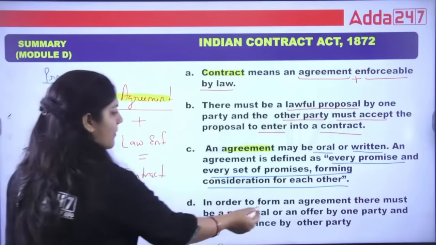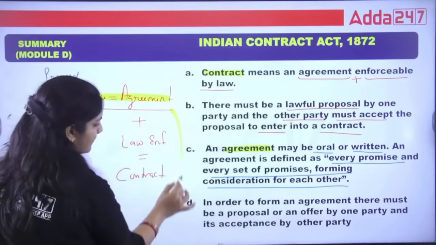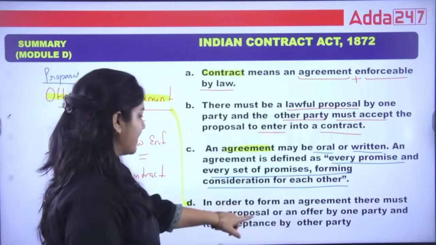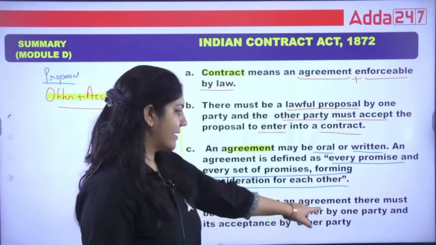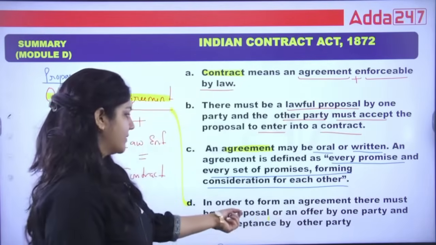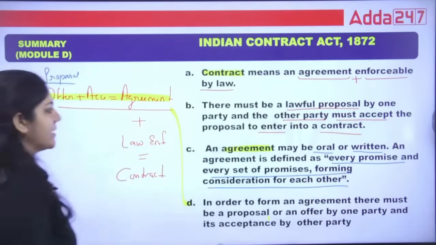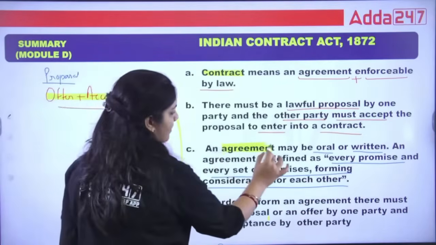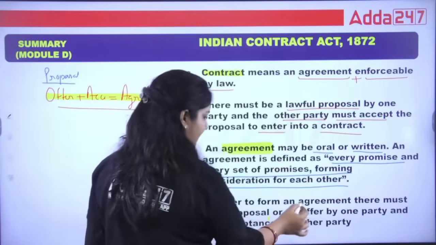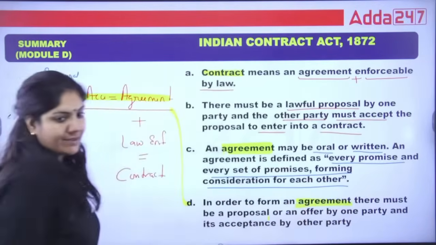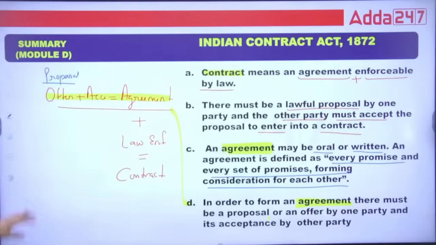In order to form an agreement, this is your definition: there must be a proposal and offer by one party and acceptance by another party. So this is the formula of what? Agreement. This is the definition which is given in your Indian Contract Act, and this is your formula of agreement.